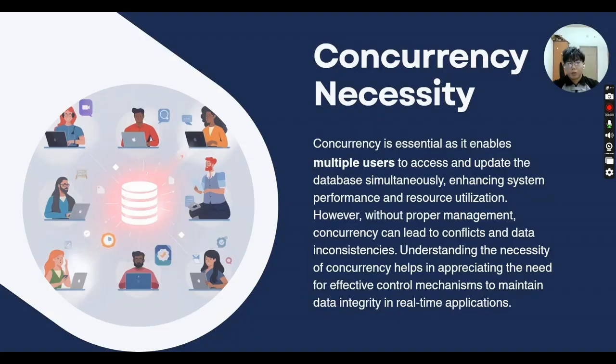Hi, my name is Jin. Today I'm going to be talking about concurrency necessity. Concurrency is essential as it enables multiple users to access and update the database simultaneously, enhancing system performance and resource utilization. However, without proper management, concurrency can lead to conflicts and data inconsistency. Understanding the necessity of concurrency helps in appreciating the need for effective control mechanisms to maintain data integrity in real-time applications.